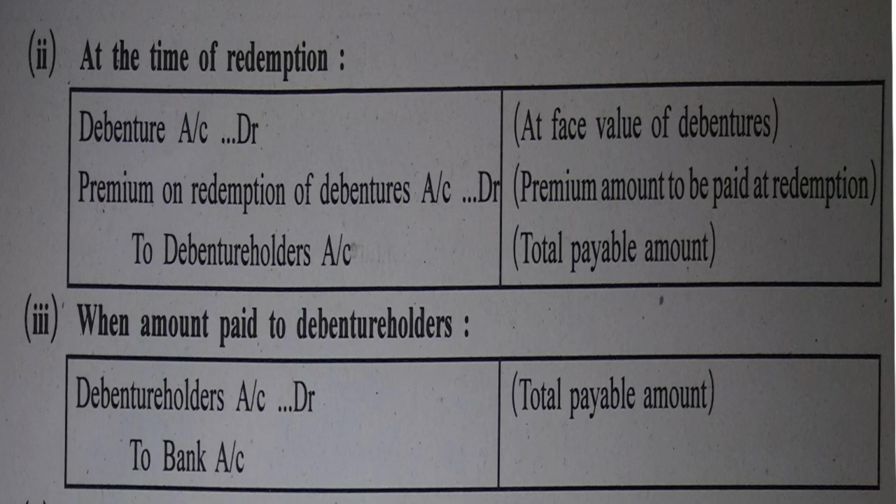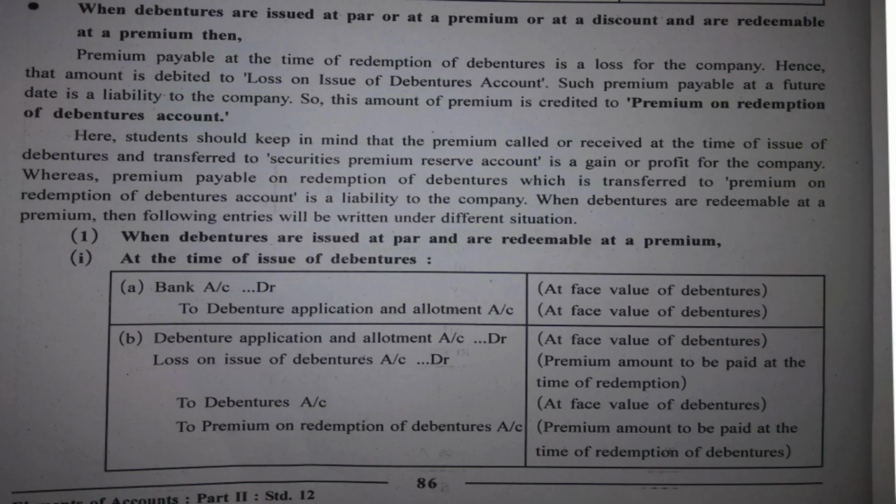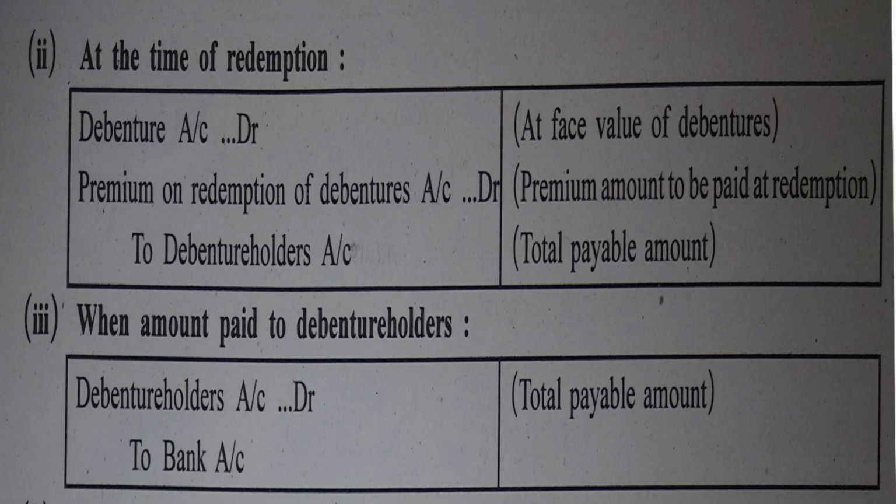Further, at the time of redemption, this journal entry was only for issue of debentures, which are issued at par and are redeemable at premium. Next, now it is about redemption. How are these debentures to be redeemed? They are to be redeemed at premium, with premium. So at the time of redemption, debentures account debit, this is the face value that you are going to return. This is the premium. Premium on redemption of debentures account debit.